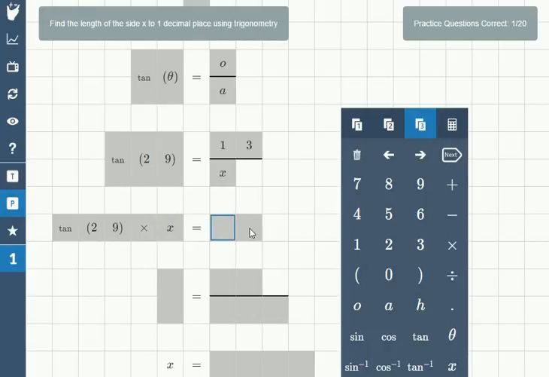Now to fill in these boxes, we just have to look at what's left behind once we've moved the x. All that's going to be left on the right-hand side of the equation is 13. So I'll pop that into those two boxes.